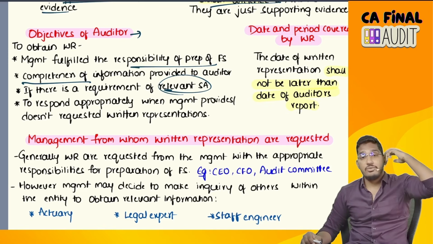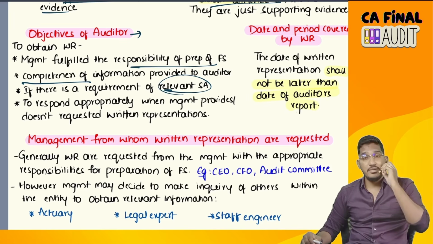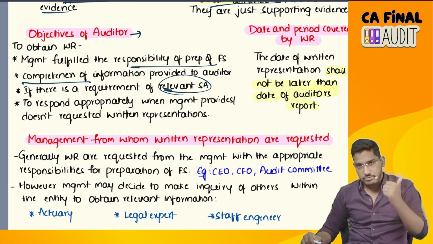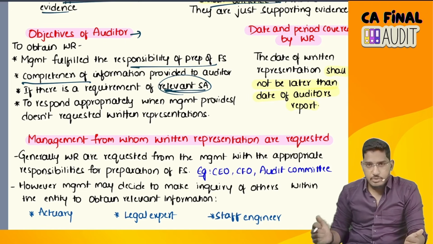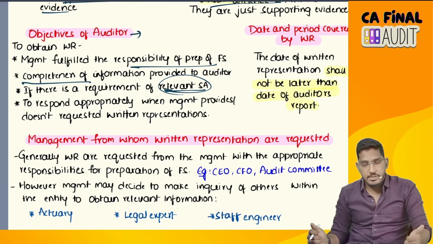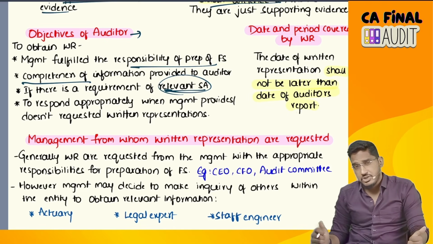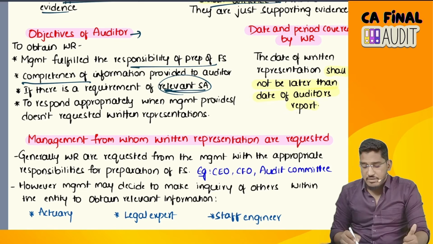SA 560 also says you need to obtain written representation from the management regarding subsequent events. That also you have to obtain. So like that, if there is any requirement from the relevant standard, you can obtain the written representation. And in all other cases, it is up to your choice in which matter you will get written representation and in which matter you will not. And whatever written representations you have got, you have to respond appropriately.